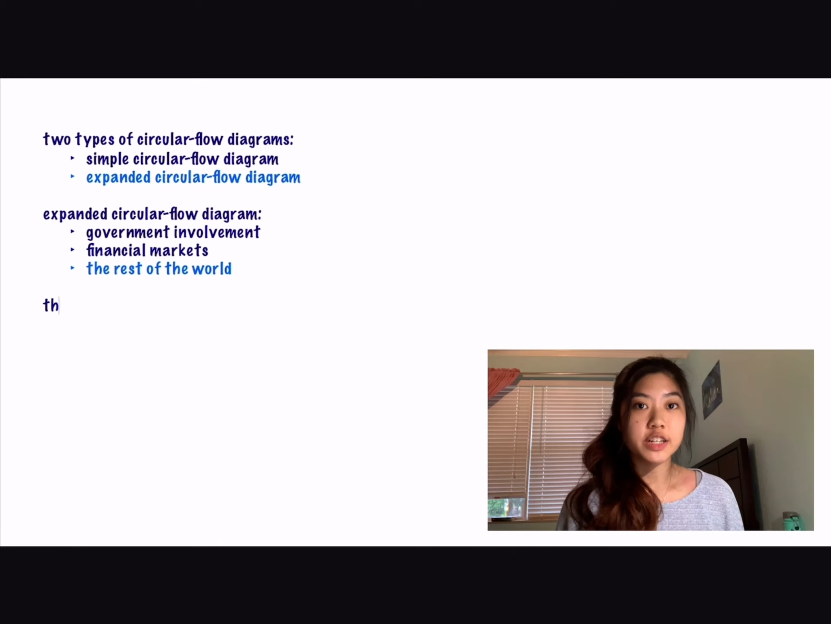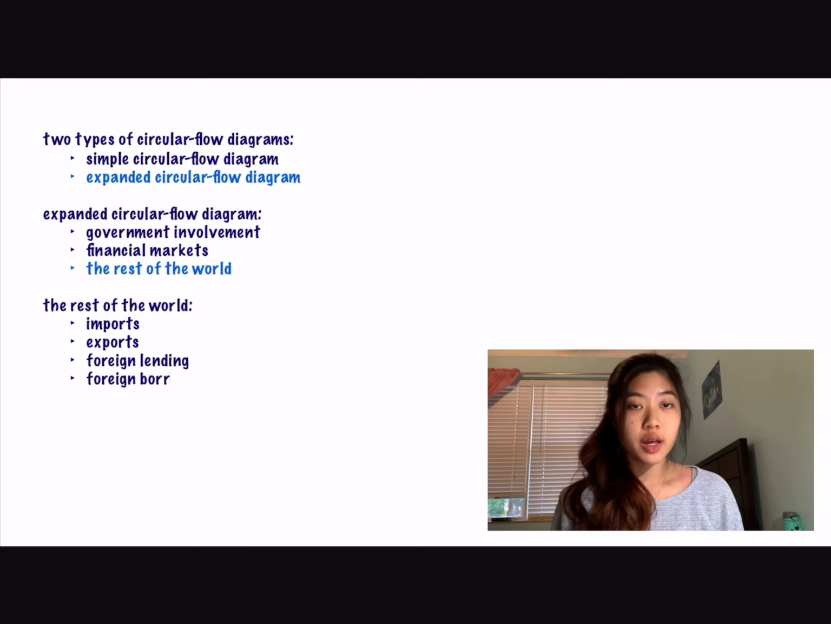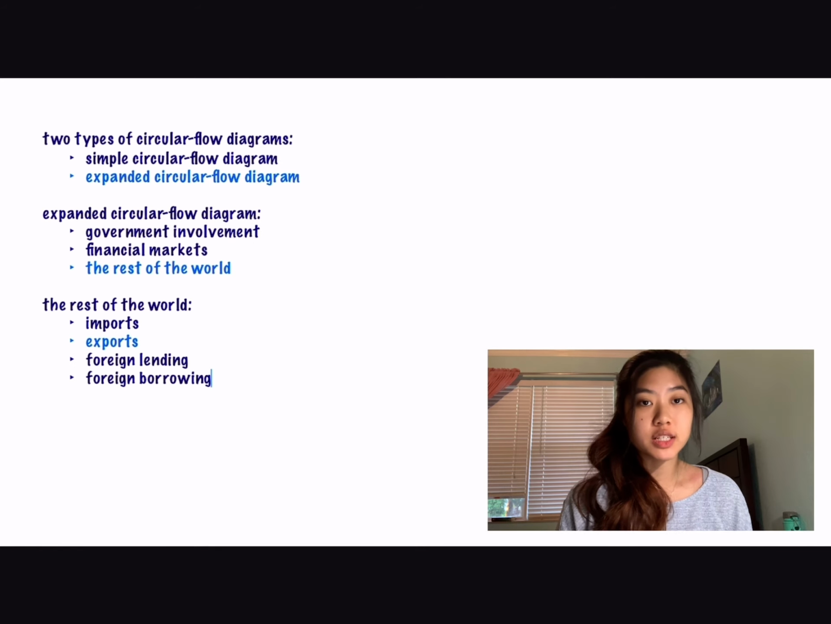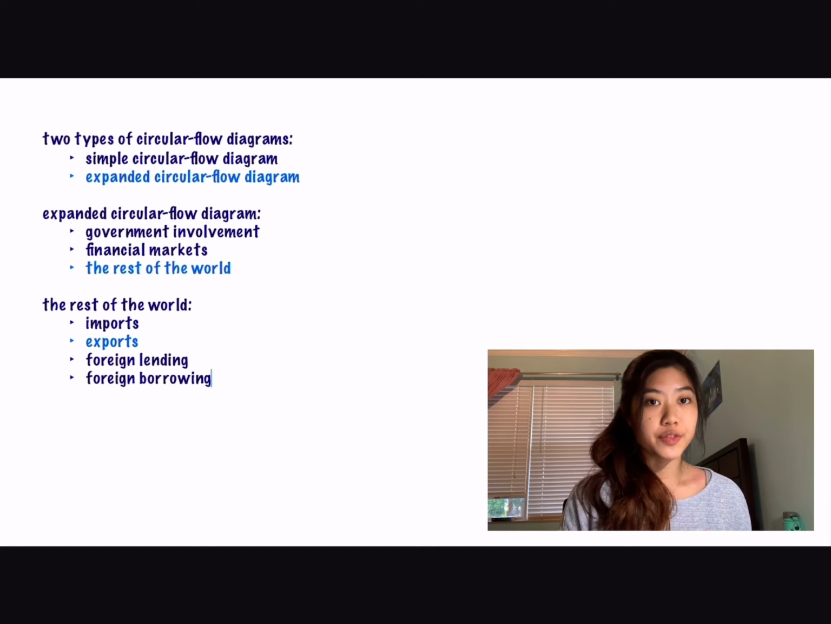Finally, we factor in the rest of the world. By this, it means that we take into account the nation's imports and exports, as well as foreign lending and foreign borrowing. When America exports goods and services to other countries, funds are injected into America's circular flow from the rest of the world. This makes sense because if America sells a product to China, then America gains funds which enter into the circular flow.